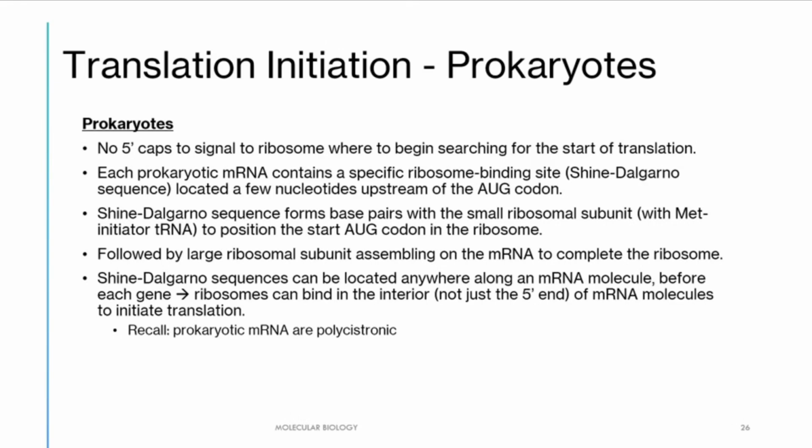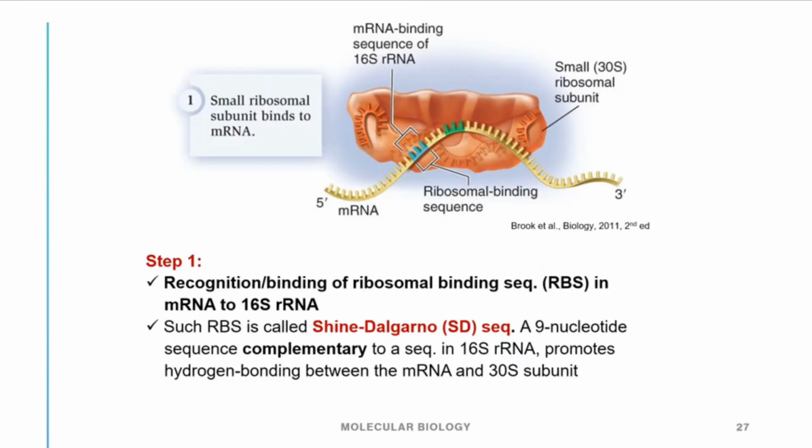Now let's break this down step by step. At step 1, we have the small subunit binding to the mRNA. So we have this yellow piece of mRNA molecule here, and the Shine-Dalgarno sequence, or in this picture, it is labeled as the ribosomal binding sequence. They are basically the same idea. It's a little bit upstream of the start codon, in this case the green colored nucleotides here.